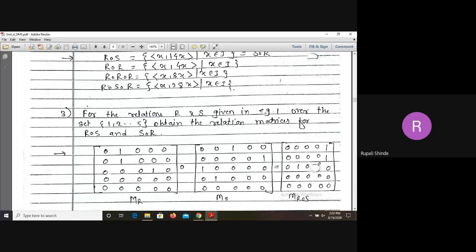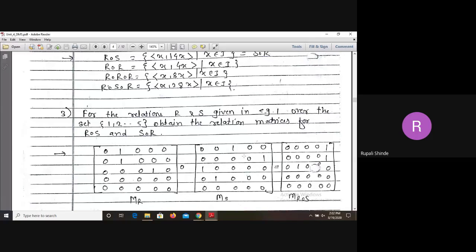What value will come? 0 into 0 is 0, 1 into 0 is 0, 0 into 1 is 0, 0, 0, 0. Means what? The first value for the R composition S matrix is 0. Again first row, second column. So observe it. You will get the value as 0 only. Again first row, third column.